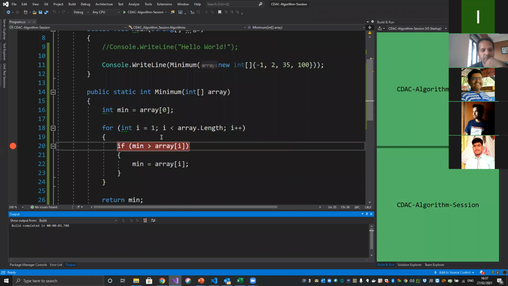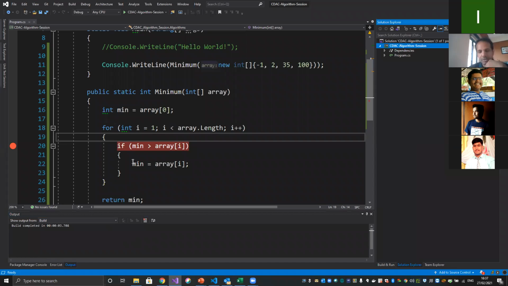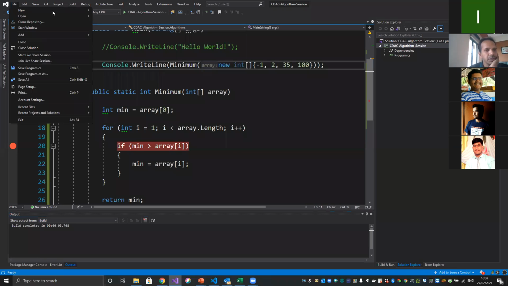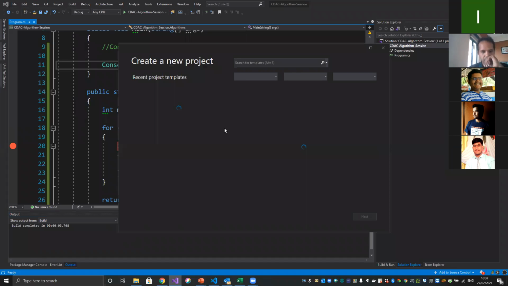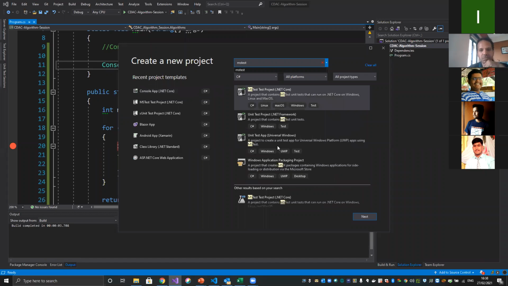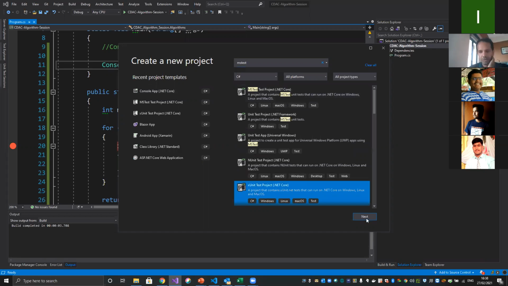So what I meant by automated testing is, this is a really simple algorithm, and maybe you can try a few inputs yourself and quickly realize that you've written the right thing. But sometimes algorithms are complicated, right? So what we do is we create a unit test project for this. So let's say MS test. Let's create this.